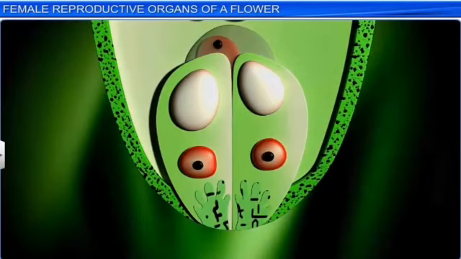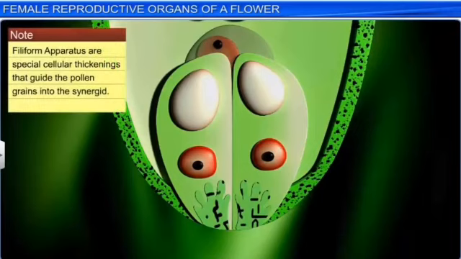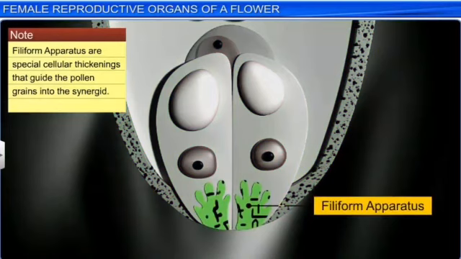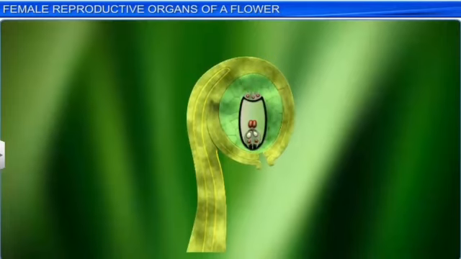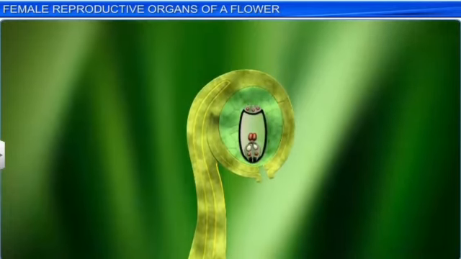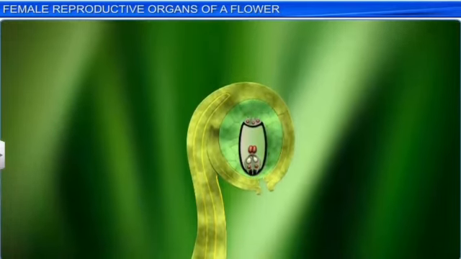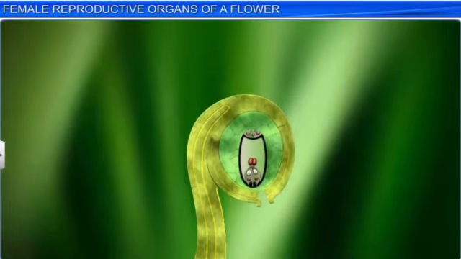And these 2 synergid cells have special cellular thickening at the micropylar tip known as the filiform apparatus. And this filiform apparatus helps in guiding the pollen tube into the synergids. So thus a typical angiosperm embryo sac at maturity, though 8 nucleate, is said to be a 7 celled structure.